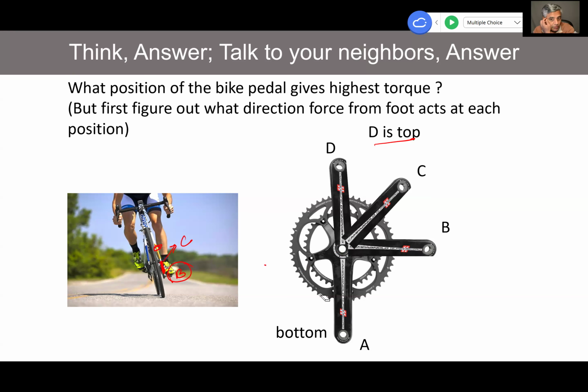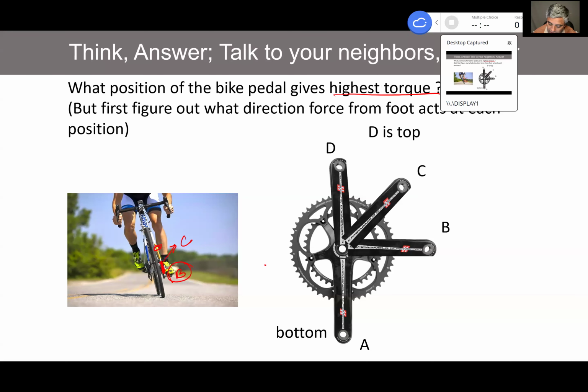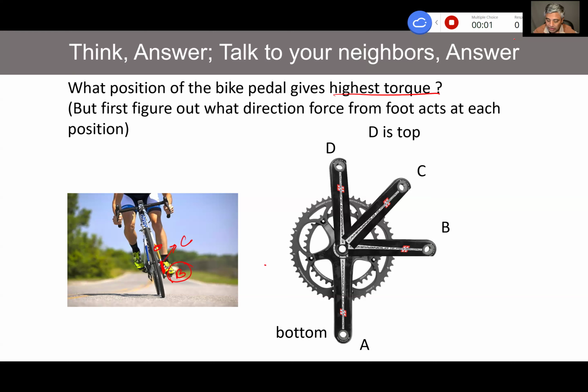Here is the question. Where do you get maximum torque? Torque is maximum when the lever arm is longest. So can you figure out in what situation the lever arm is the longest? Wherever the torque is highest, that's when you want to apply force. At other places, you can just relax while riding the bike, even when competing and trying to be fast. So I'm opening this and you have 2 minutes to answer this question.